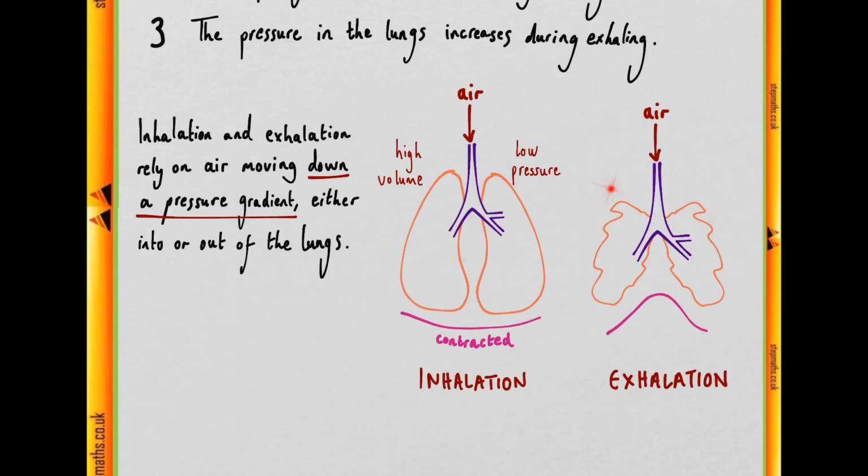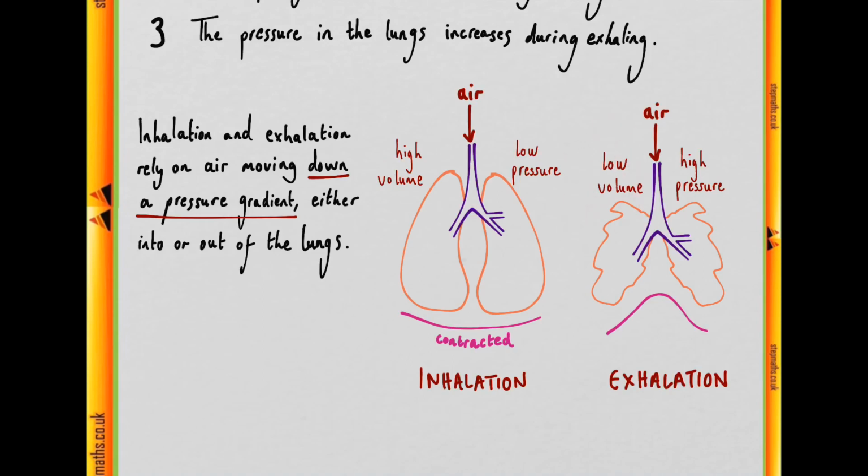Similarly, what we're going to be doing is generating a pressure differential. So you want air to be moving out of the lungs, so you want the pressure to be higher within the lungs than the outside environment, so we need to generate a high pressure within the lungs, and therefore we can do that by generating a low volume.